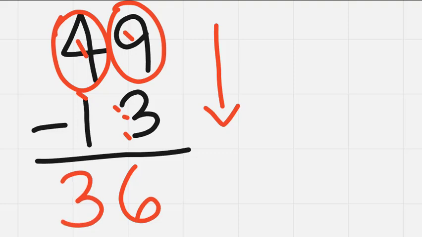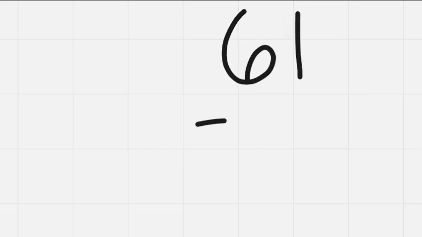This is just a review, so you remember how to subtract two-digit numbers. Be sure to check your work. Let's see how to regroup when we subtract two-digit numbers. Please copy this down. 61 minus 38.